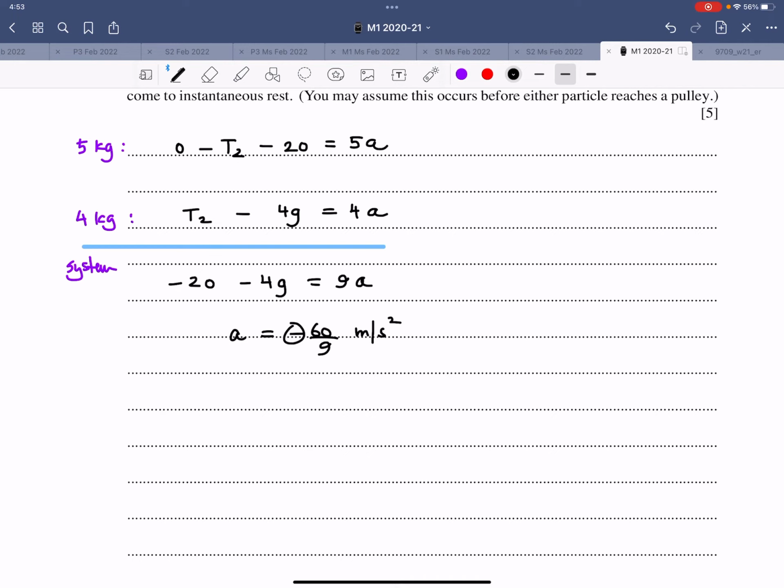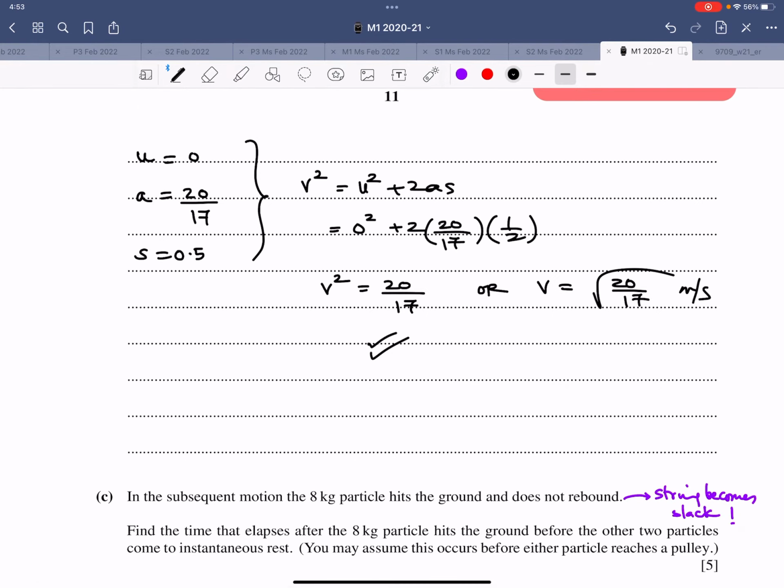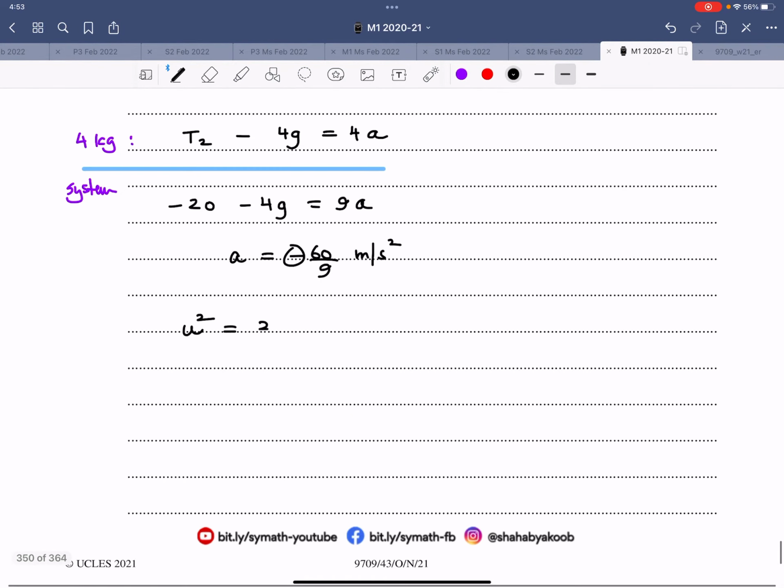Now, what are they asking? They are asking, find the time that elapses after the particle hits the ground and the other two particles comes to instantaneous rest. So now it's just kinematics. The previous part's final velocity is now the initial velocity, which is the square root of 20 over 17. And final velocity is 0.